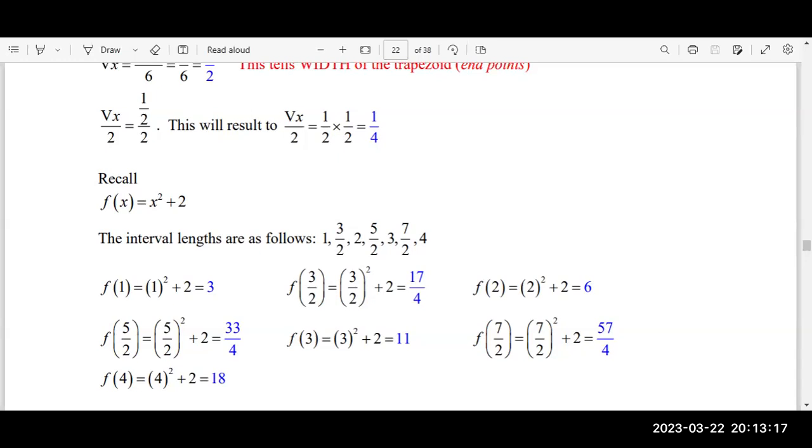Why are we doing that? Because it's supposed to be equidistant. It's supposed to be equidistant. All right. You see it now? Yes, sir.